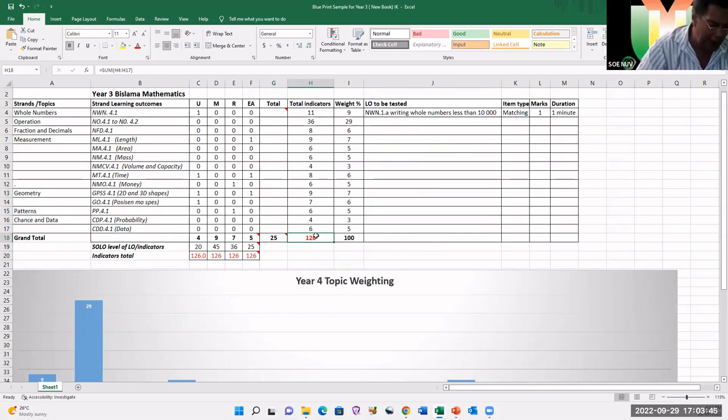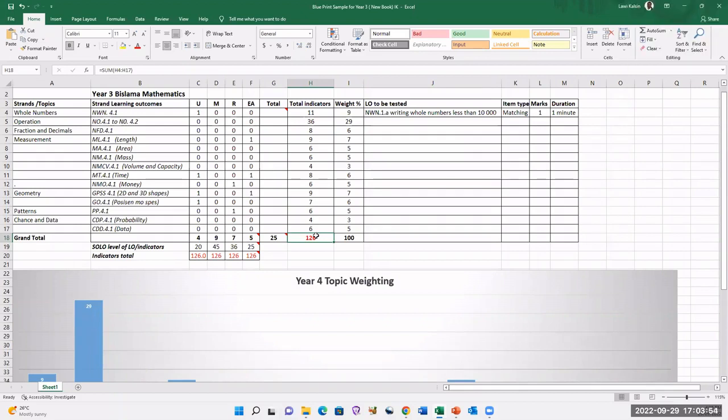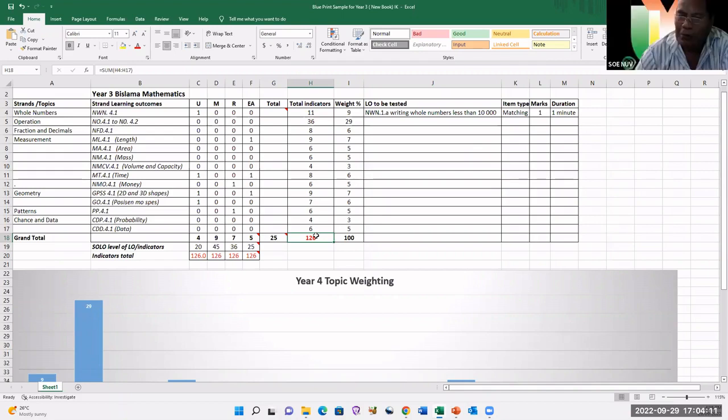Now what is the difference between an indicator and a learning outcome? Learning outcome is too complex, indicator is specific. Learning outcome is more general. The indicator is the one that you put down, always specific.